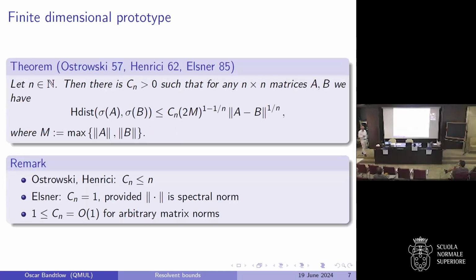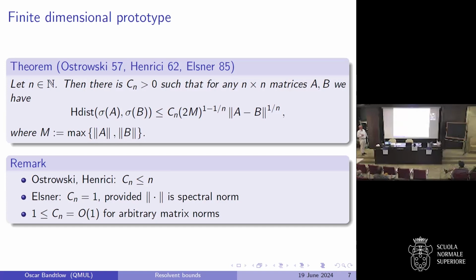So here's the finite dimensional prototype of the results I'm going to present to you. This is an old result going back to the 50s and 60s, and there's an optimal version from the 80s. So what does it say? This is something about matrices. Suppose n is a natural number. Then the claim is there's a sequence of numbers Cn.